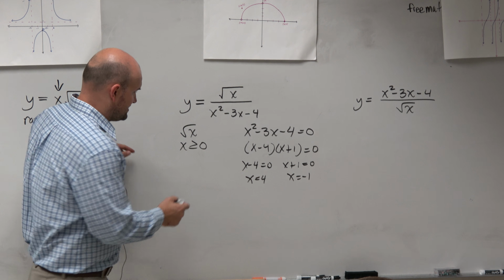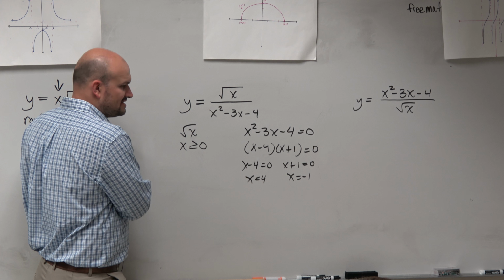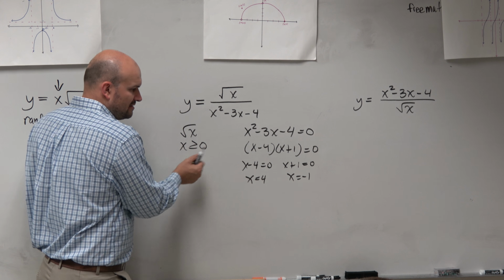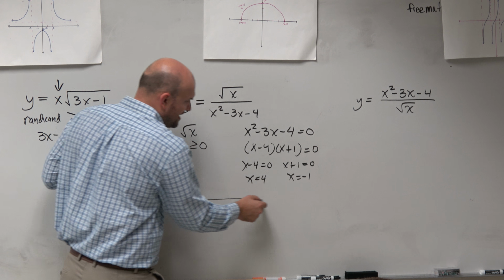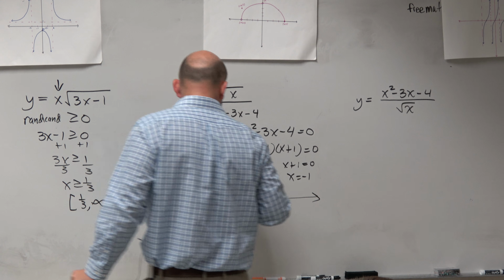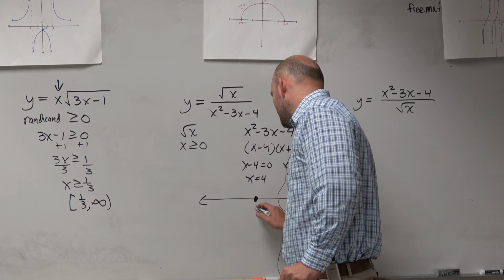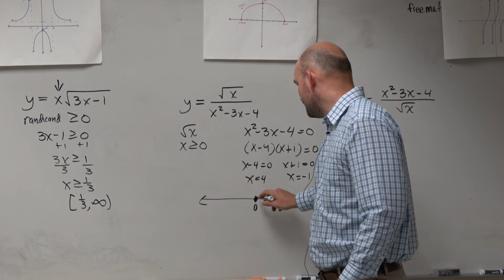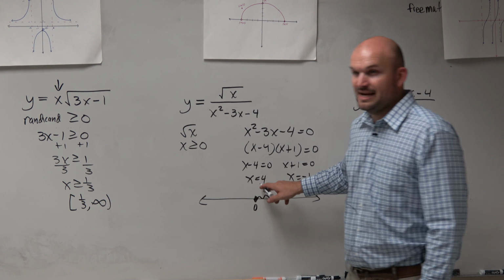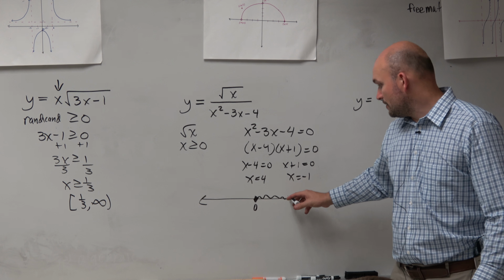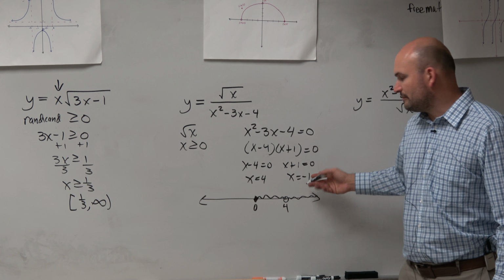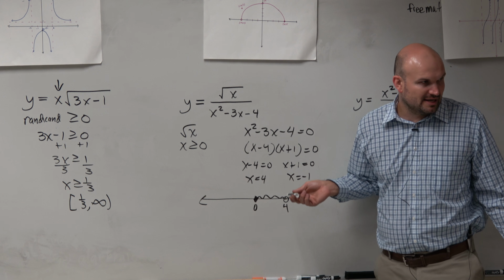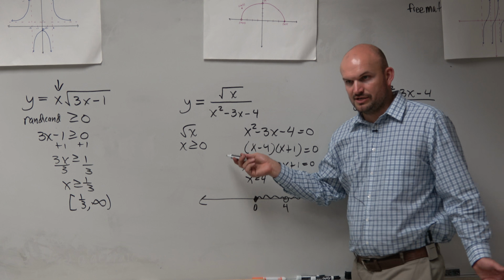So let's think about this. All numbers have to be greater than 0, but they can't be 4 or they can't be -1. So for this one, I'm actually going to graph the domain to kind of make sense of it. So I'm at 0. 0 is good. All numbers greater than 0. Cool. But can it equal 4? No. So at 4, I'm going to put an open circle. And I don't really care about -1 here because that's not even greater than 0.